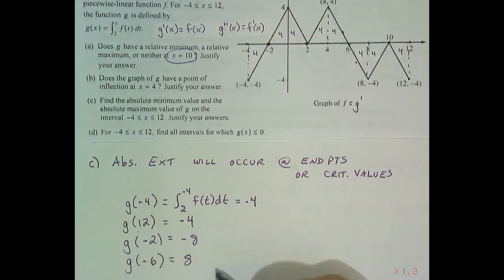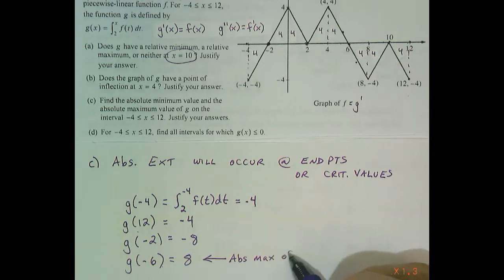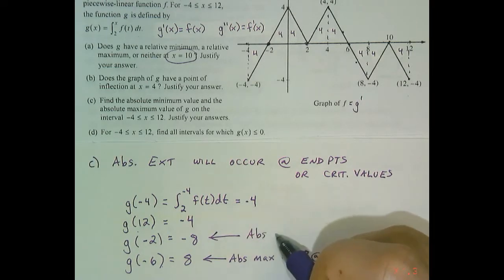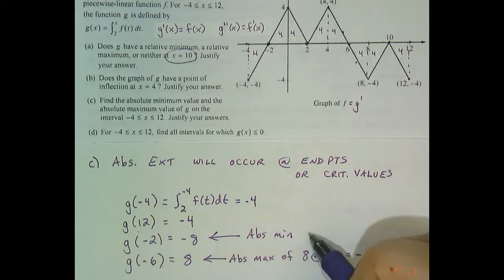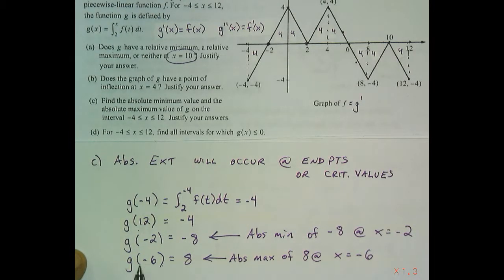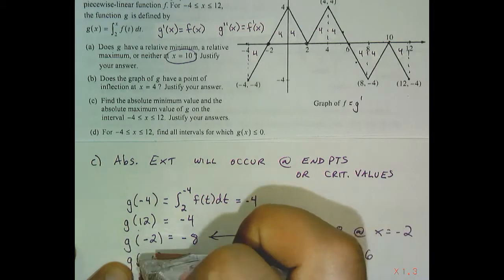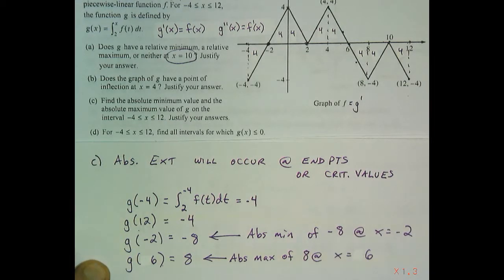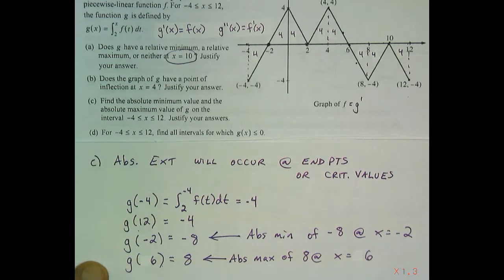The maximum value, absolute max of 8 at x equals -6. Absolute min of -8 at x equals -2. And this really should have been a +6, so I don't know why I wrote -6. Oops. Okay, sometimes we make mistakes. Hopefully you go back and correct them while you're taking the test, or don't make them.